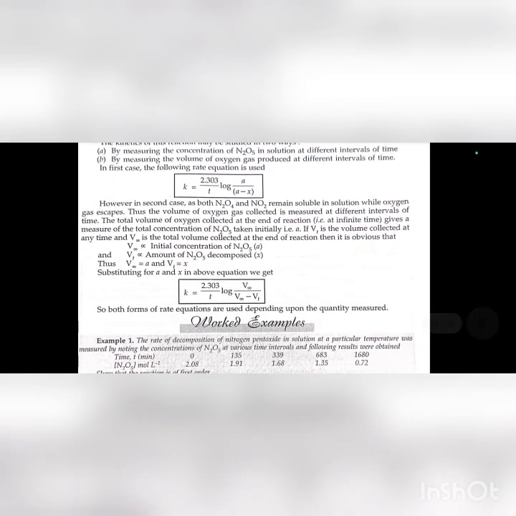However, in the second case, as both N2O4 and NO2 remain soluble in solution, while oxygen gas escapes, the volume of oxygen gas collected is measured at different intervals of time. The total volume of oxygen collected at the end of the reaction gives a measure of the total concentration of N2O5 taken initially, that is a.